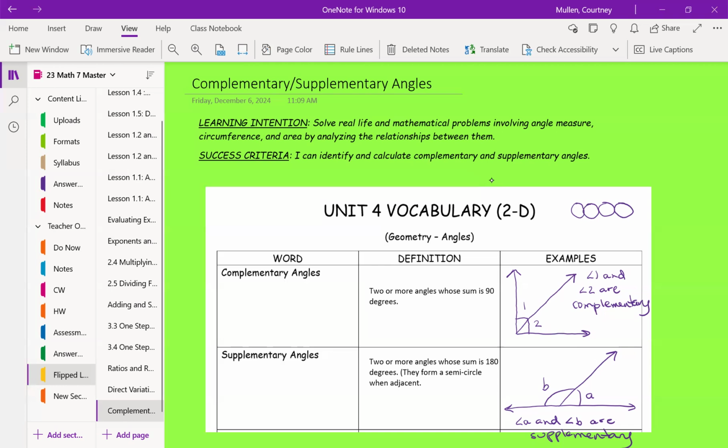So complementary angles, rather, are two or more angles whose sum is 90 degrees. And supplementary angles are two or more angles whose sum is 180 degrees. And they form a semicircle when adjacent. We'll talk more about that as we proceed. Pause the video and copy down these two definitions and examples onto your Unit 4 vocabulary notes.